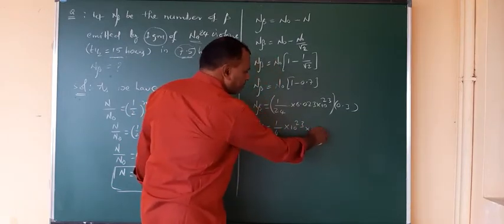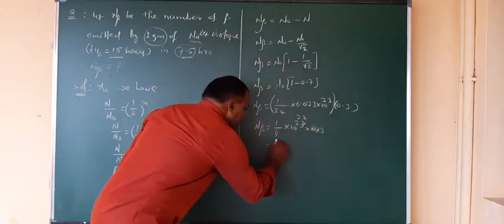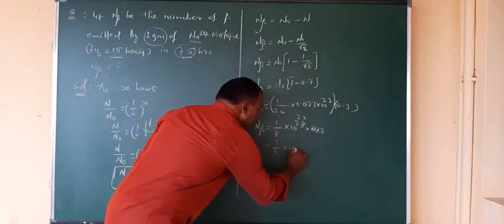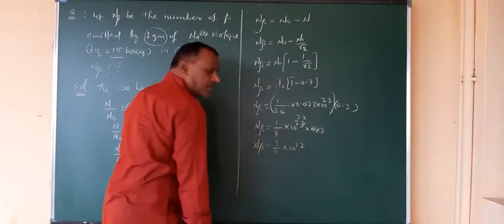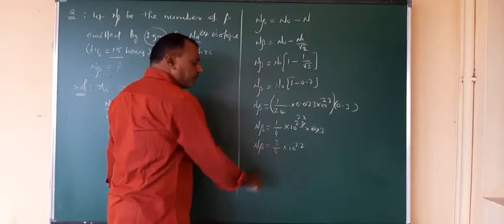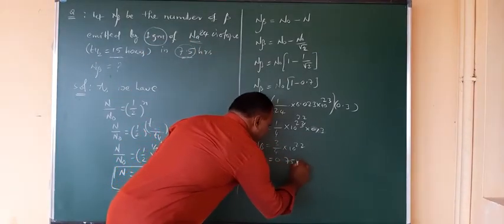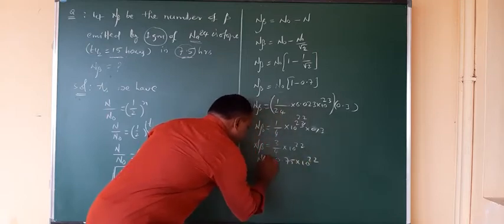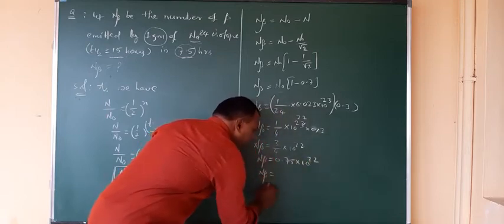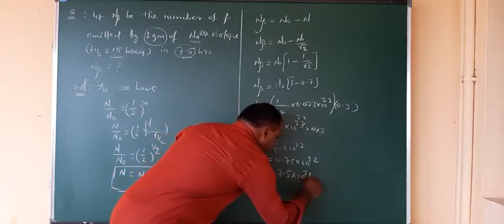So this 10 power 1 is cancelled here, it is 22, right? So it will be 3 by 4 into 10 power 22. So this is the number of beta particles emitted. 3 by 4 is nothing but 0.75. So 0.75 into 10 power 22, or you can write N beta is equal to 7.5 into 10 power 21.